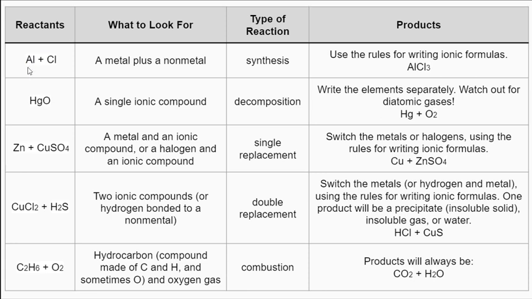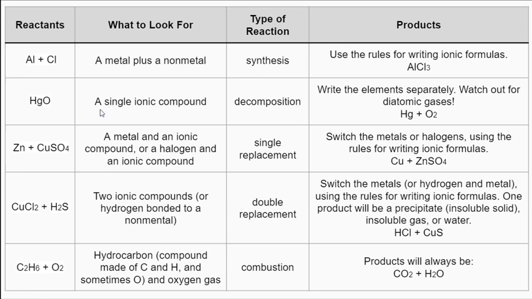Anytime you see a metal plus a nonmetal, you're typically going to look for a synthesis reaction. Remember that synthesis is combining. And so what we're going to do is take this metal and nonmetal and make an ionic compound or an ionic crystal. To write the ionic crystal, we need to use the rules for writing ionic formulas, and we'll review that in just a moment. As a quick reminder, you'll need to balance the charges for those ions in order to decide what the ionic formula of that synthesis reaction product would be.